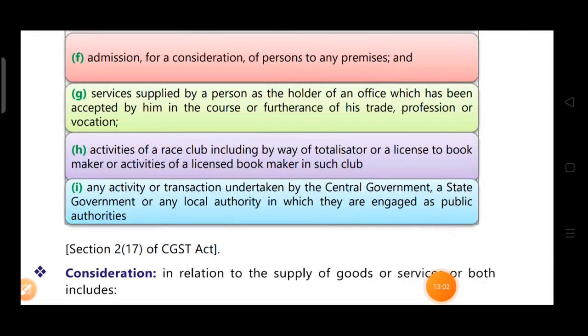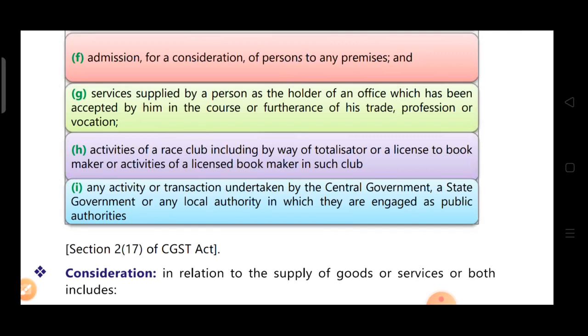H number is activities of a race club including by way of totalizator or a license to bookmaker or activities of a licensed bookmaker in such club. So this is the activities of a race club. So activities of a race club are included in the definition of business. So totalizator is nothing but we can say it's a device that shows the number and the amount of bets that is staked on a race. So that is totalizator. So activities of a race club, that is included in the definition of business.